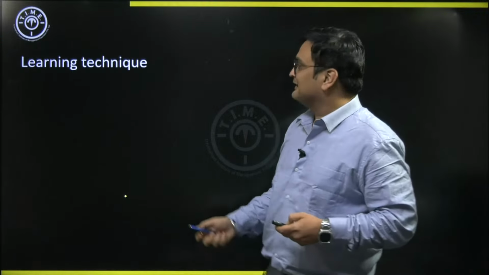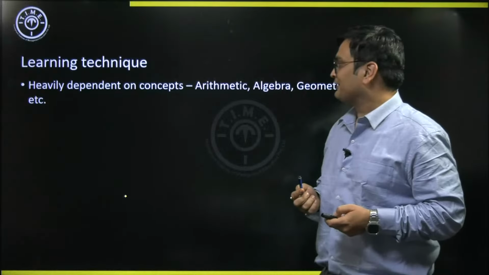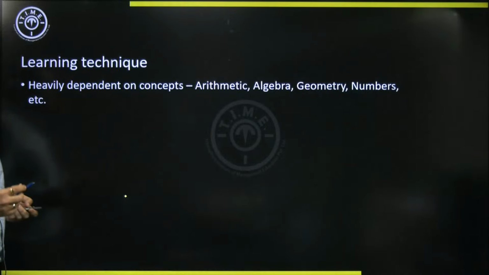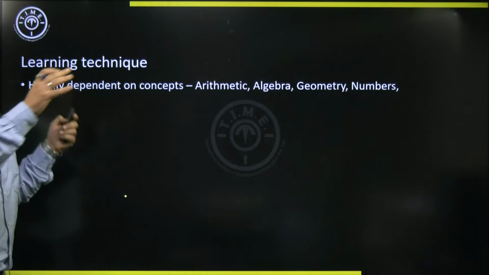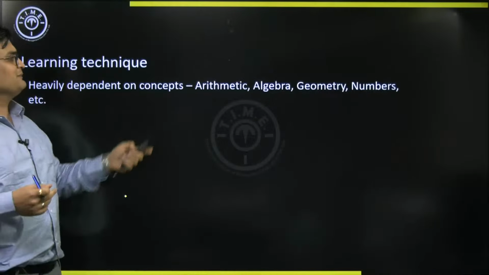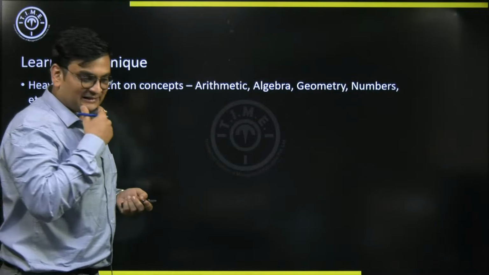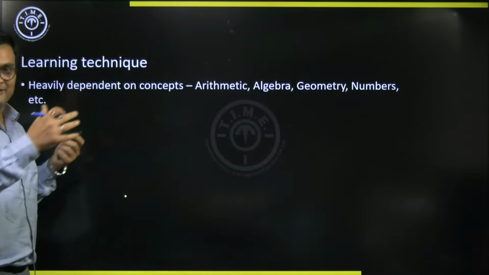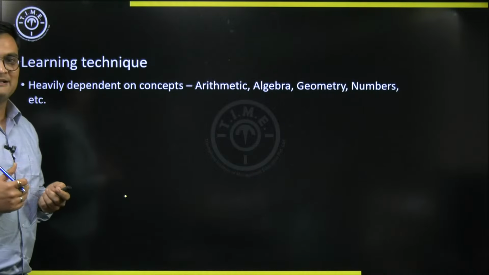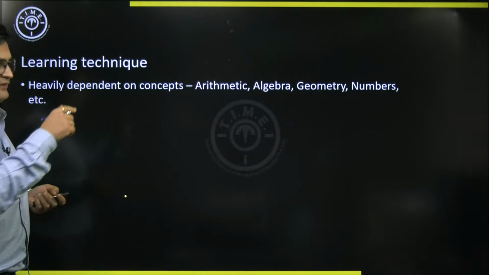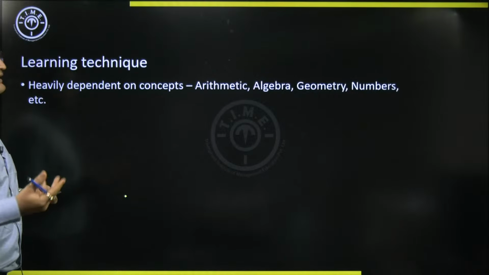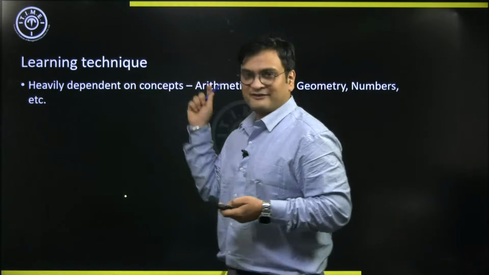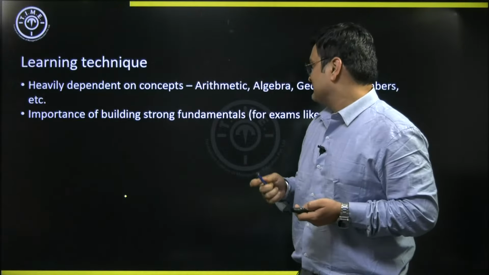Okay, learning techniques. Let's quickly look at this. As you know, quantitative aptitude is heavily dependent on these various areas. I'm just naming a few here. Arithmetic, algebra is there, geometry is there, numbers is there, modern maths like PNC and probability are there. There are so many areas, and having a good grip over these areas is really, really challenging at times, right?